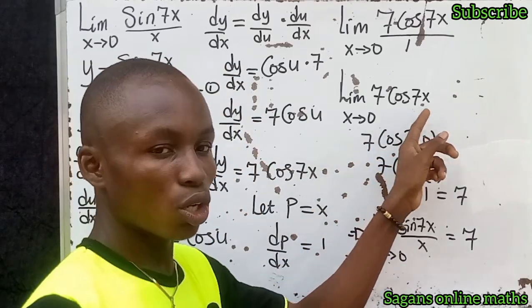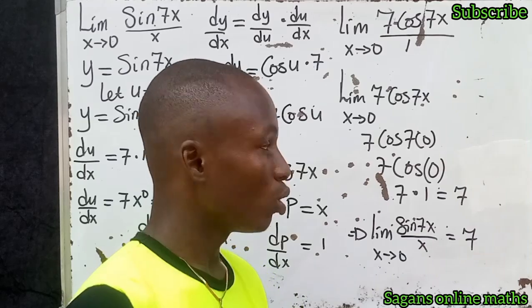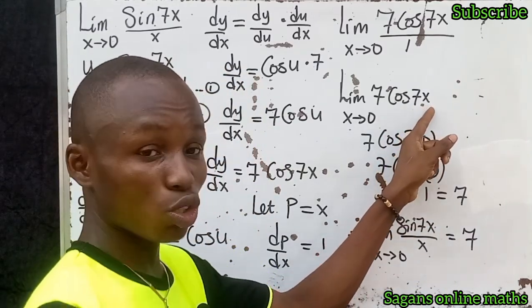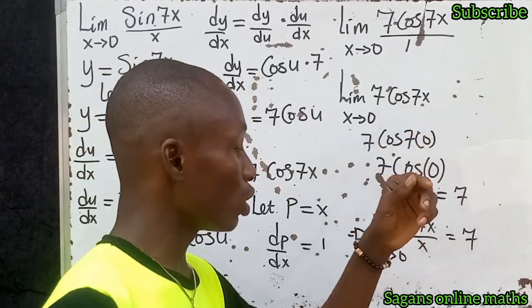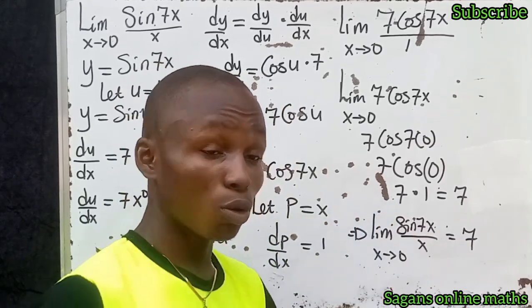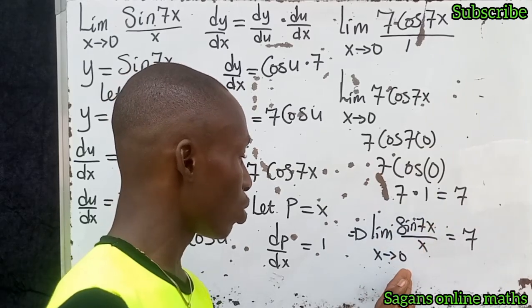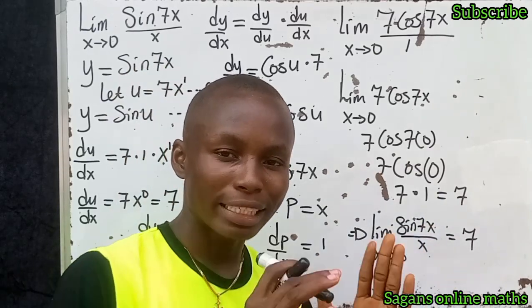As you're seeing s here, you're free to slot in x, since s tends to 0. So look here, 7 times 0 gives 0. So cos 0 is 1. Take note, cos 0 is 1. 7 times 1 gives us 7. So the limit of sin 7s divided by s, where s tends to 0, is equal to 7. As simple as that.